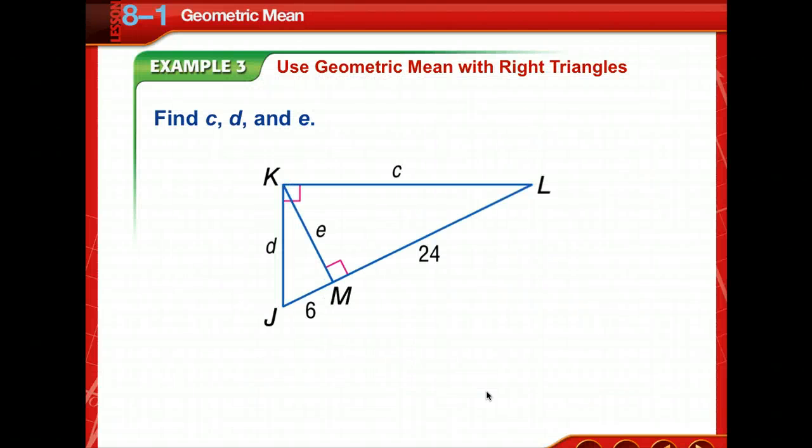Okay, first of all, we're going to use the geometric mean with right triangles. So I want you to make a sketch of this triangle because on the next slide it's going to vanish and you're going to want this information to refer back to. So pause for a moment and sketch this in your notes and then go on and we'll work the problem together.